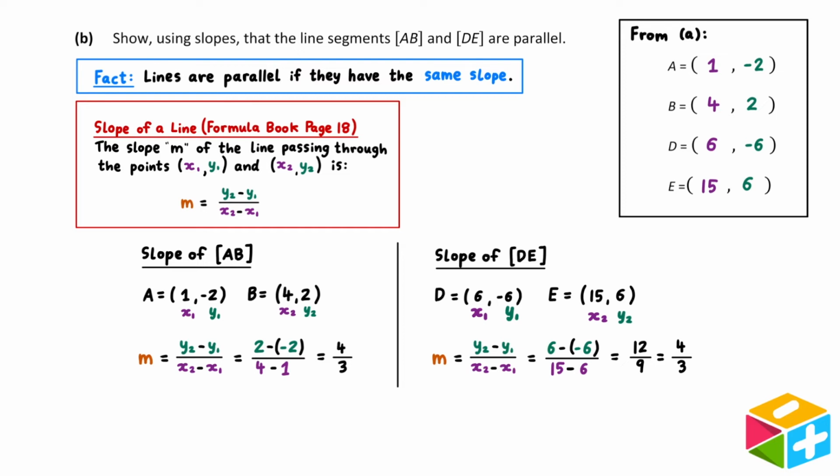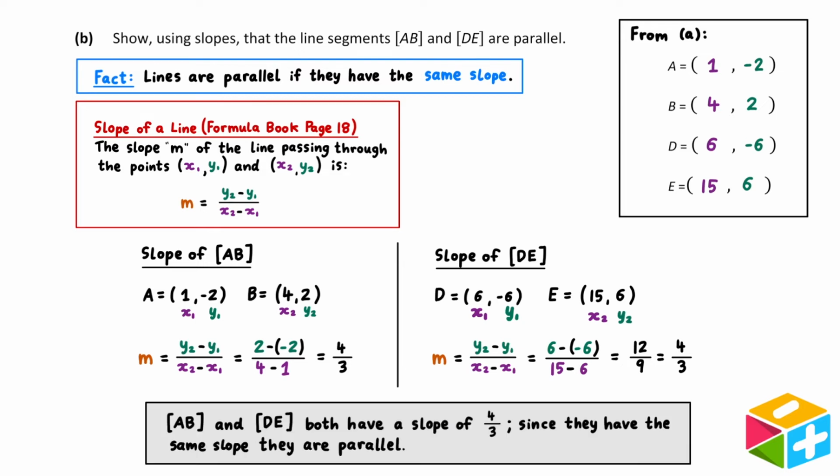Remember, we know that lines are parallel if they have the same slope. We have shown that AB and DE both have a slope of 4/3. Since they have the same slope, we can conclude that they are parallel.